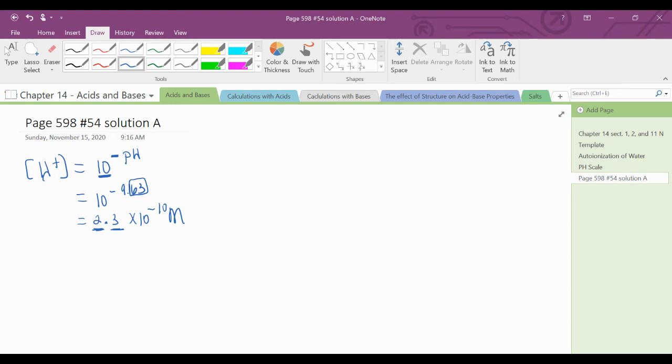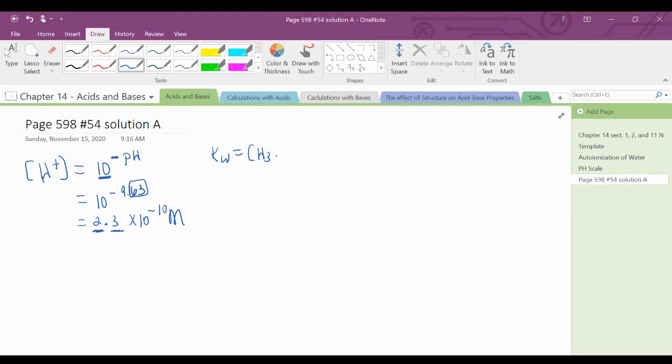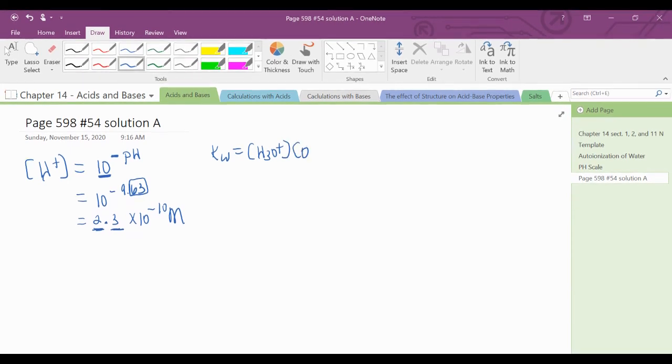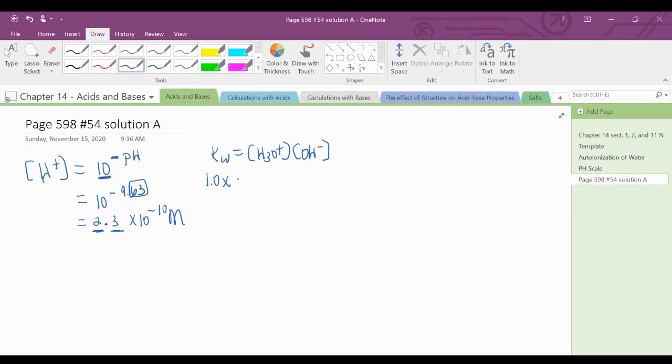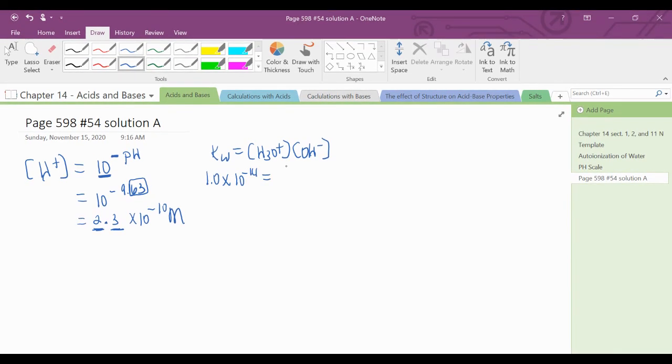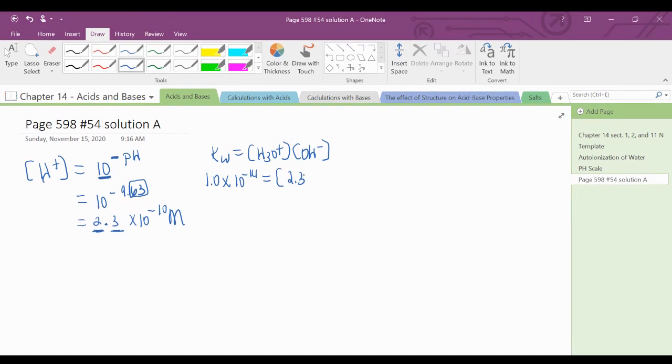All right. So now that I know hydrogen, we can actually use Kw to find the hydroxide ion concentration. Okay, and we should know that Kw is 1 times 10 to the negative 14th. My hydrogen is 2.3 times 10 to the negative 10th. And we're going to find hydroxide.